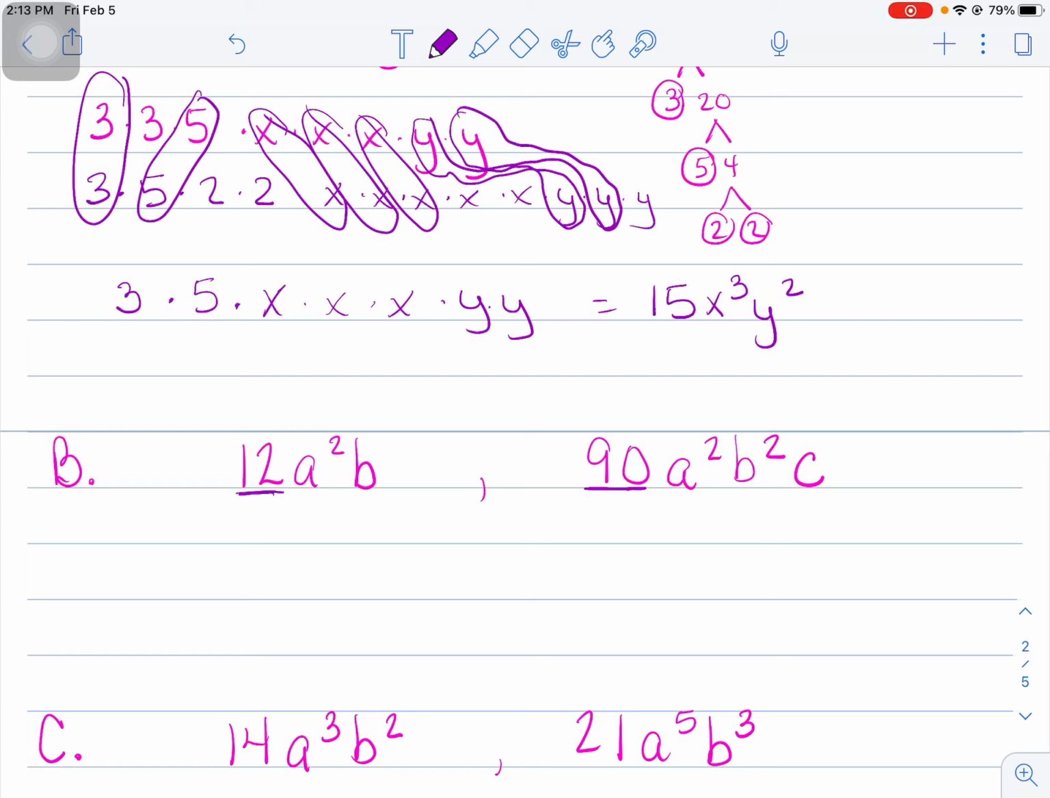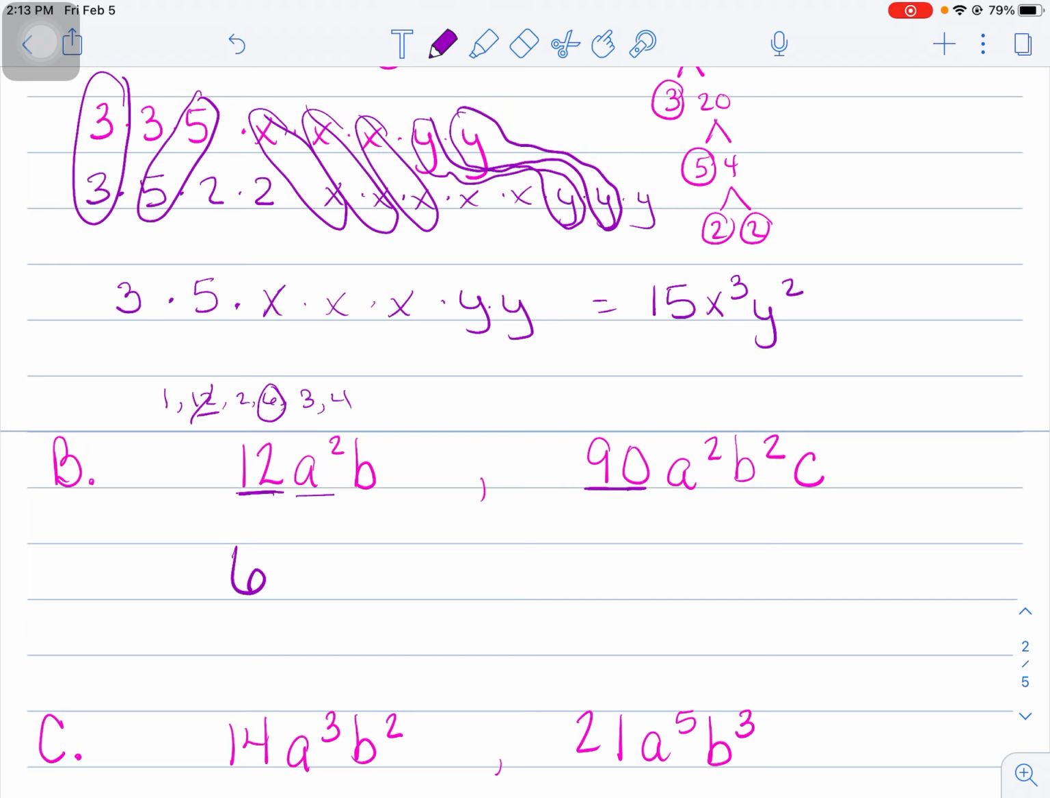I think about quick factors: 1 and 12, 2 and 6, and 3 and 4. Well, we know 12 won't work because it won't go into 90 evenly. So my next biggest one is 6. Will 6 go into 90 evenly? Yes, it will. So 6 is our greatest common factor for these two numbers.